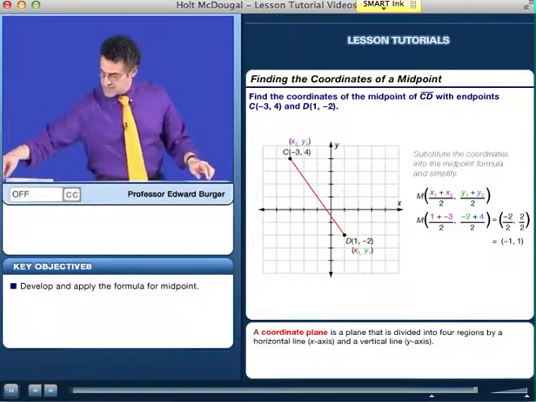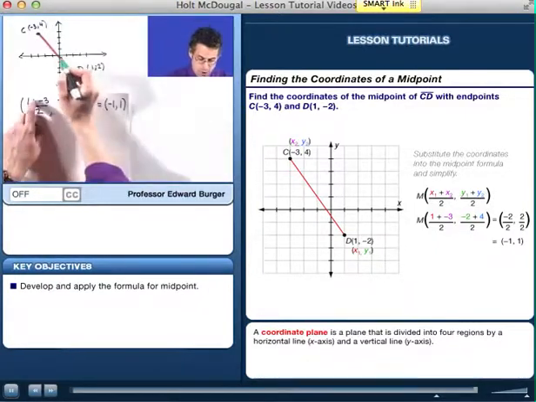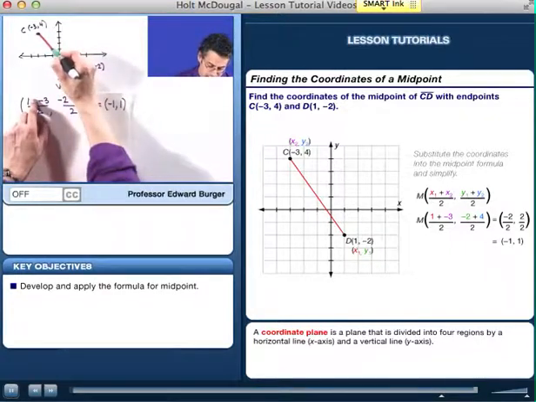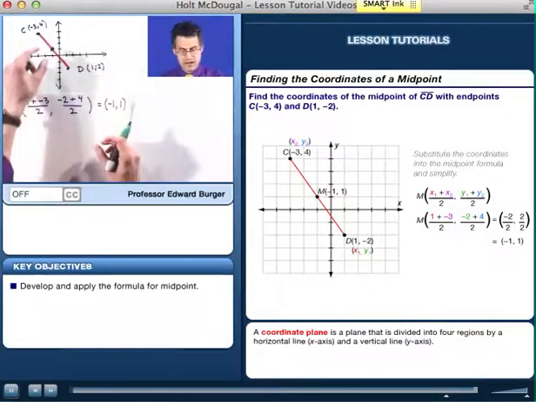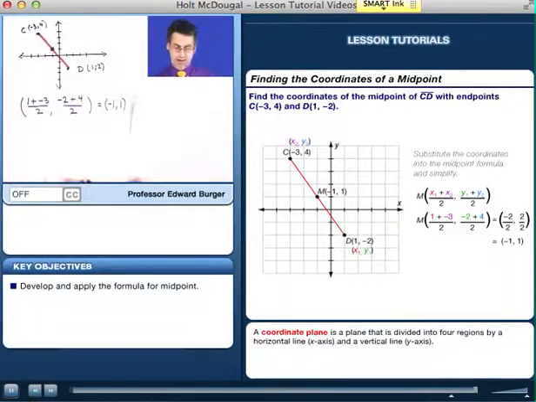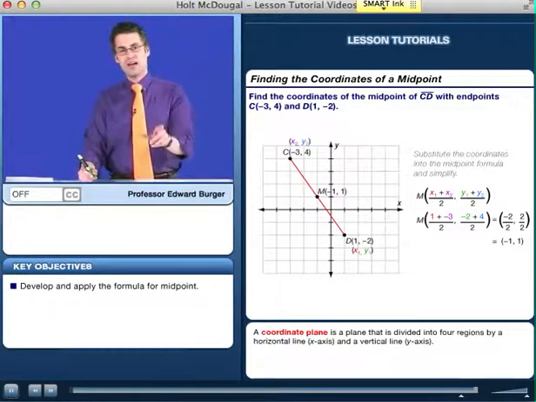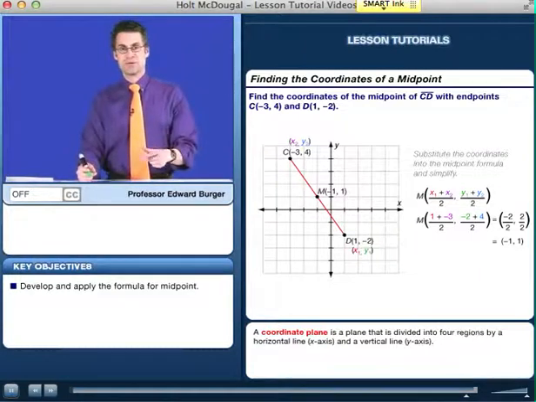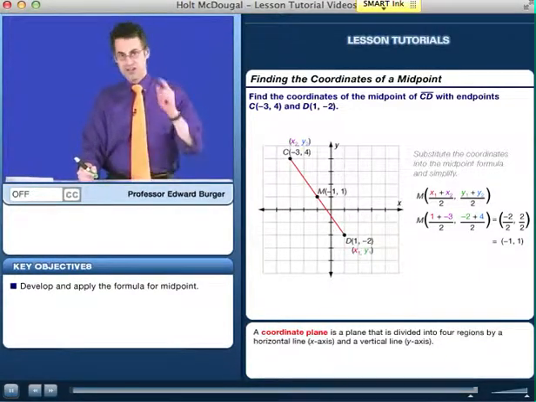the midpoint. Let's see if that even makes sense. -1, 1. We go over -1 and up 1, and look. Sure enough, even on my picture, it looks like that represents the point right in the middle. So midpoints, absolutely no big deal. Find the averages of the x by adding the x's up and dividing by 2. Do the same for y. You've got your midpoint.